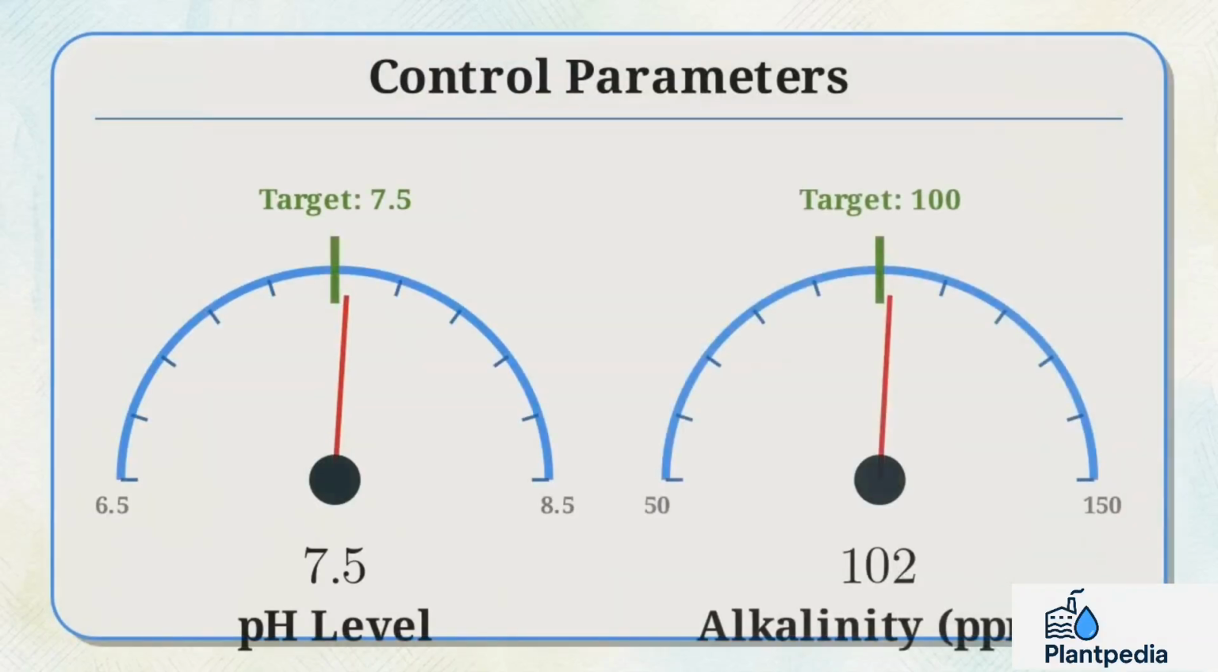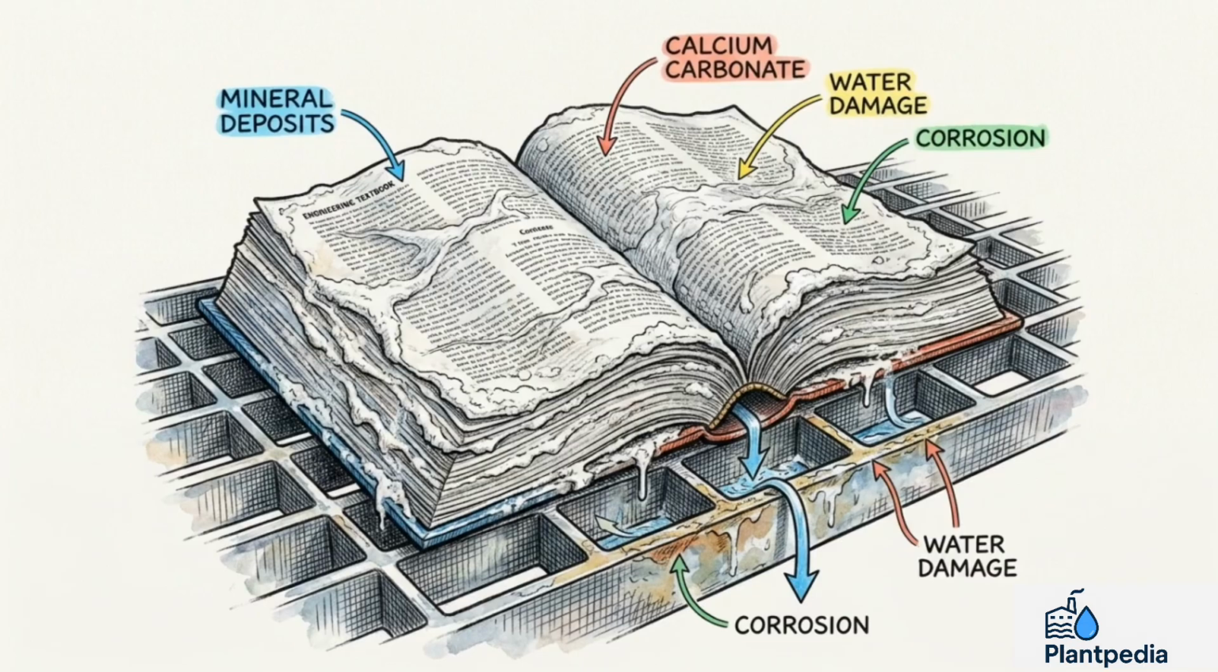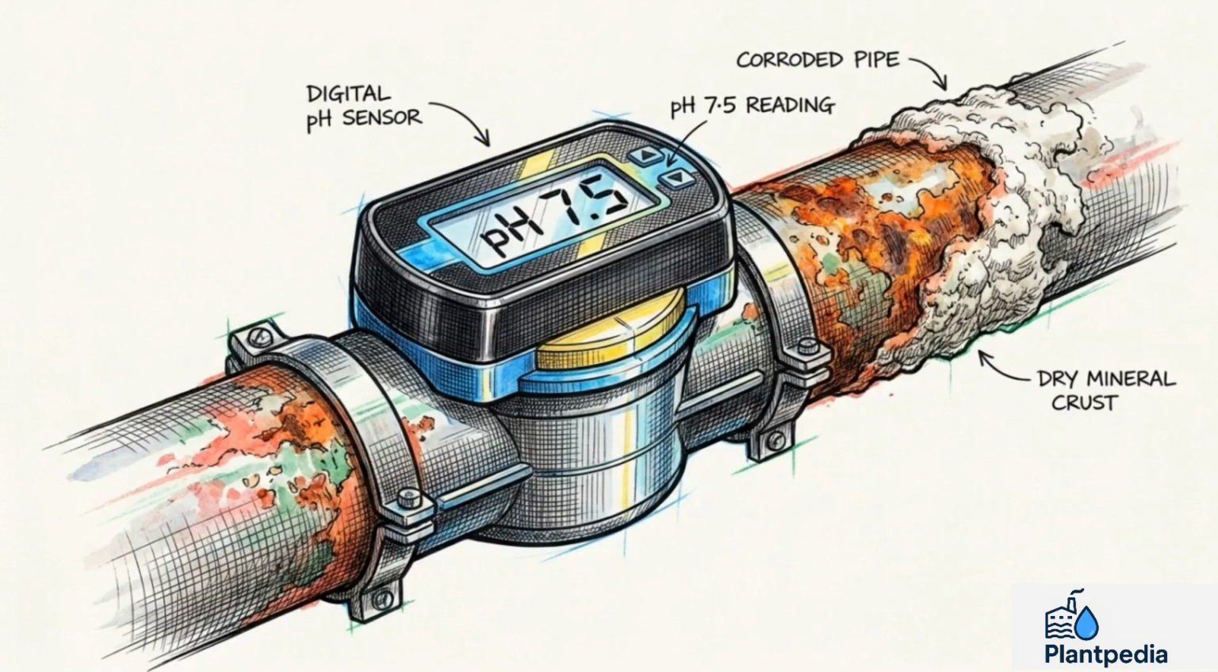When running a reverse osmosis plant, you might spend your days trying to lock your pH right at 7.5 or fighting to keep alkalinity exactly at 100. But industrial water doesn't care about the static ranges printed in textbooks. Hitting those arbitrary numbers doesn't actually guarantee your system is safe.